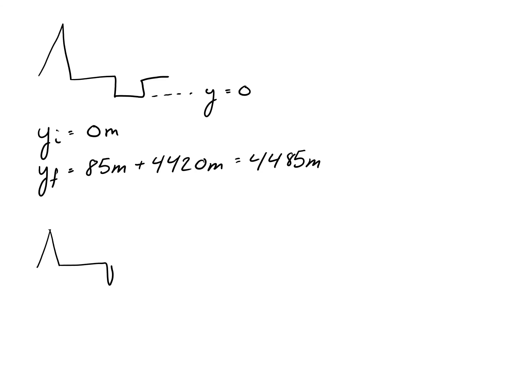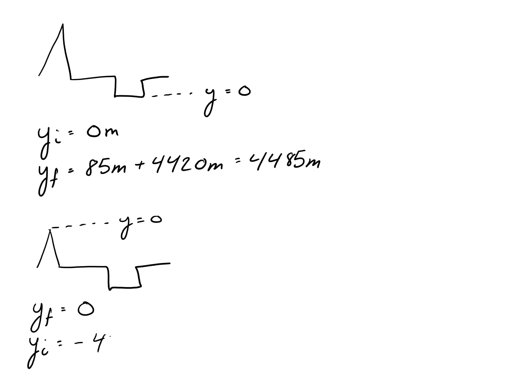I could choose something like this as well, where the peak of Mount Whitney is y equal to 0. What that says is that my final position is equal to 0. Then my initial position is going to have to be the 4,420 meters I need to get down to sea level, minus the 85 meters below that. So it would be negative 4,485 meters. Again, I'd be starting at a really low gravitational potential energy value, and I'd be ending at 0. But any one of these y equal to 0 choices gives me the same value for the change in gravitational potential energy.